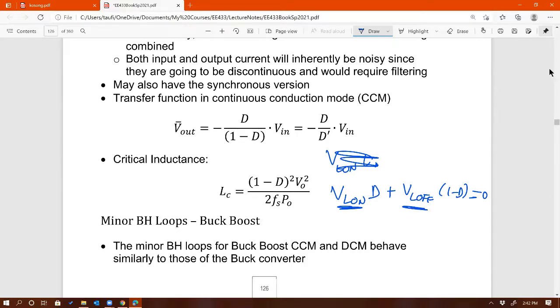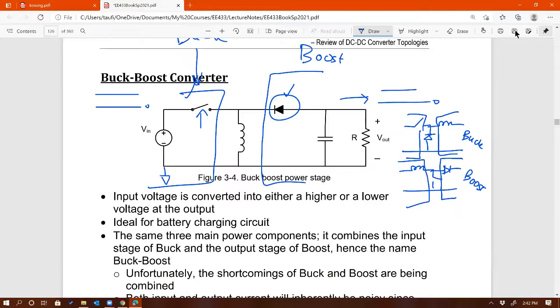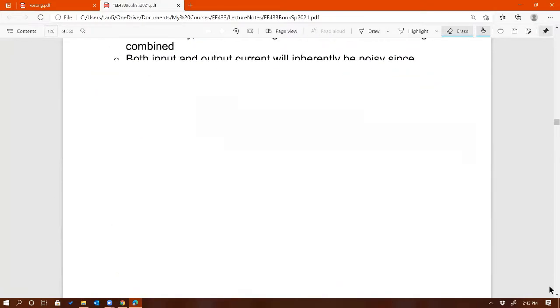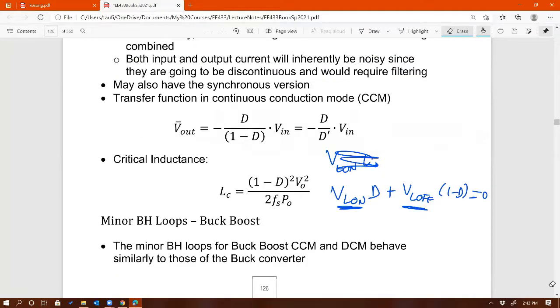And VL on, if you look at the buck-boost, what happens when the switch is on? What is the voltage across the inductor when the switch is on? When the switch is on, the diode is off, and the voltage across the inductor is equal to V in. When the switch is off, the diode is on, and the voltage across the inductor is exactly V out. So that's what you have for a buck-boost: this is equal to V in, and that is equal to V out.